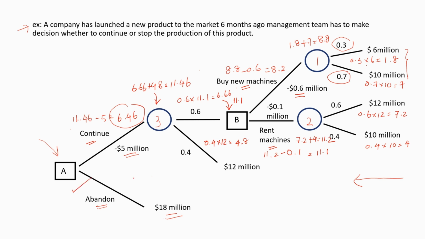You may think why there is no cost here. In some cases there will be no cost. If they have given costs, you have to deduct them. In case there are no costs, we can simply take the value as 18 million. So the final decision is to abandon this product.